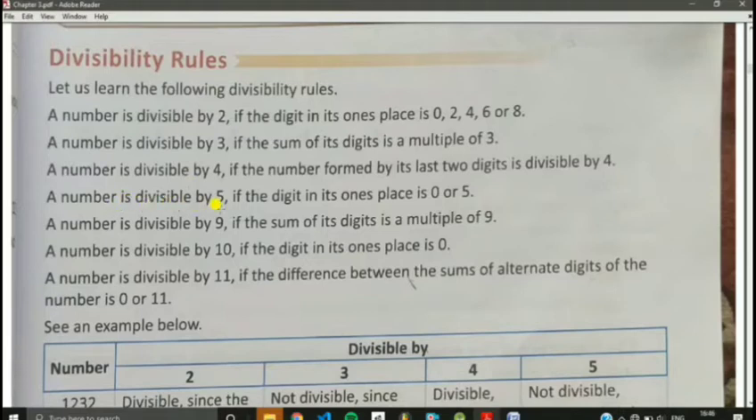A number is divisible by 5 if the digit in its ones place is 0 or 5. It's a very simple rule. You only have to check the ones place number. If you find the ones place number as 0 or 5, any one number must be there, either 0 or 5.